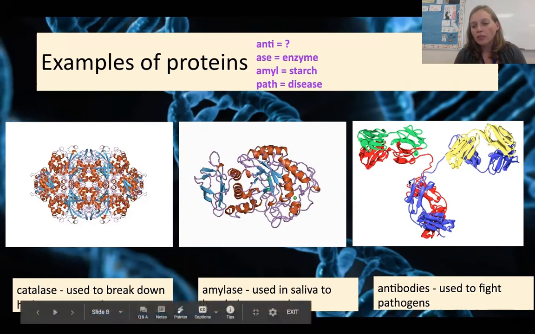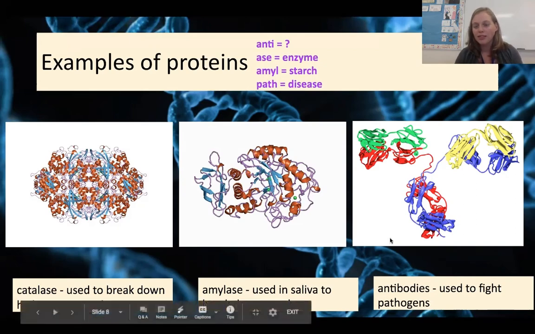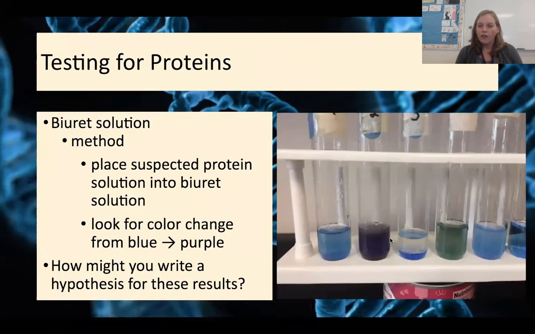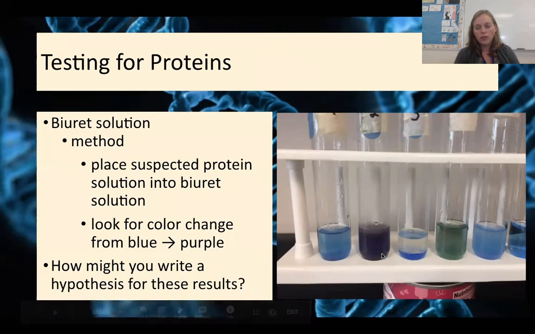We also have antibodies. We looked at those already, but anti for against and bodies, foreign bodies, we're fighting against foreign bodies or pathogens, and path means disease. So these would be bacteria and viruses. If we want to test for proteins, which we have already done, you've seen how that works, then we would use biuret solution, and we look for this blue color as a negative indicator, and we look for this purple color as a positive indication of proteins being present in a substance.